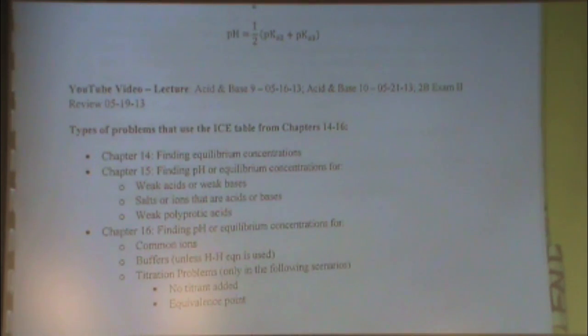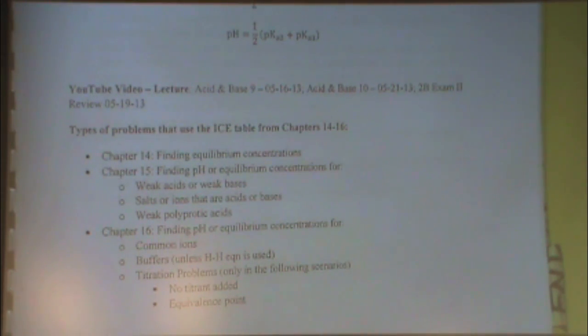Chapter 16, common ions, buffers, and certain points in the titration problem where no titrant is added or the equivalence point, use the ice table. However, the common ion and the buffer, in most cases, those are buffer problems. You use the short form of the ice table, which is just the Henderson-Hasselbalch. So that's when you would do that.